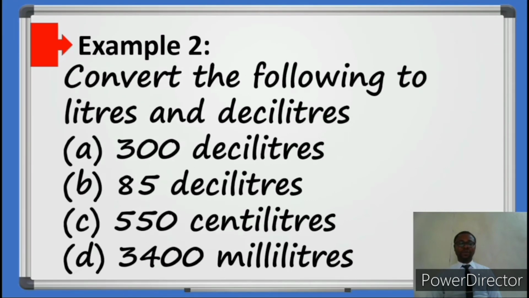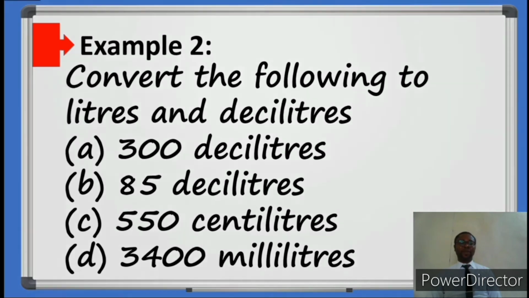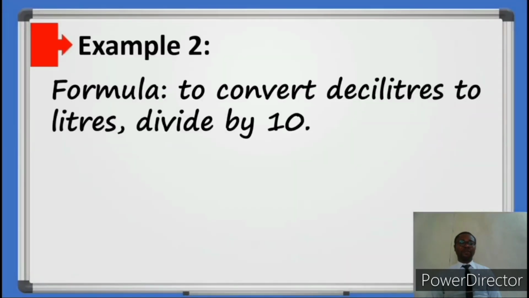Example 2. Convert the following to liters and deciliters. Here we have 300 deciliters, 85 deciliters, 550 centiliters, and 3,400 milliliters. We are going to convert all of them to liters and deciliters. Now let's begin with the first one, example 2a.